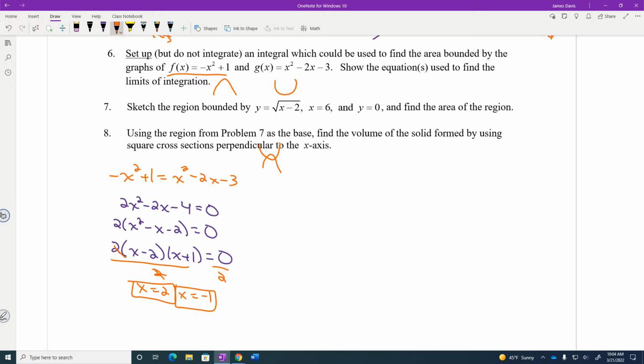So then setting it up, pretty easy then. We'll just find an area. A equals integral from -2 of f of x minus g of x, dx. Put parentheses around all of it with the dx, it's just good habit with notation.